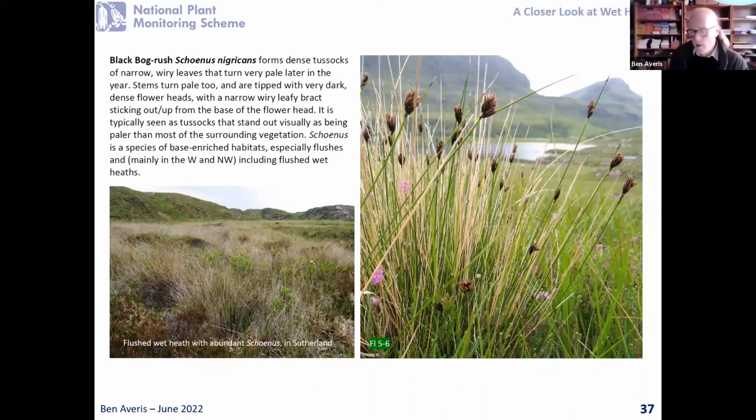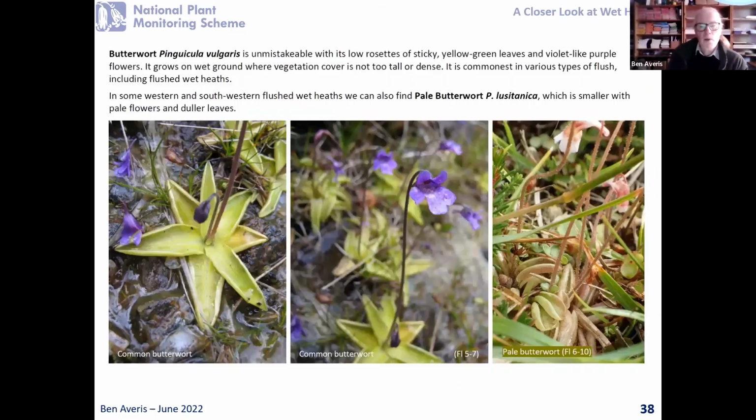And the next page has got some very easily recognizable plants. That's butterworts. Well, at least the common butterwort is, with those unmistakable biggish yellowy green sticky leaves and flowers like violets. Pale butterwort can also be found in flushed wet heaths with a bit of base enrichment. It's a rather more restricted distribution, mainly west and southern. And the leaves are much, much smaller and duller, and the flowers are paler. So butterworts, flushed wet heaths, it can be a good habitat for both butterworts.